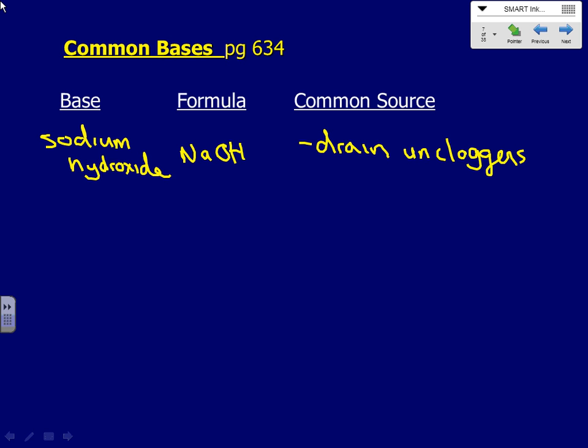Many cleaners do get their slipperiness from the fact that they're bases. Laundry detergent, though, is a complex molecule, and I'm unsure if it's due to a base or not. It might be. I just might not know enough about laundry detergent to tell you conclusively that that's the case.